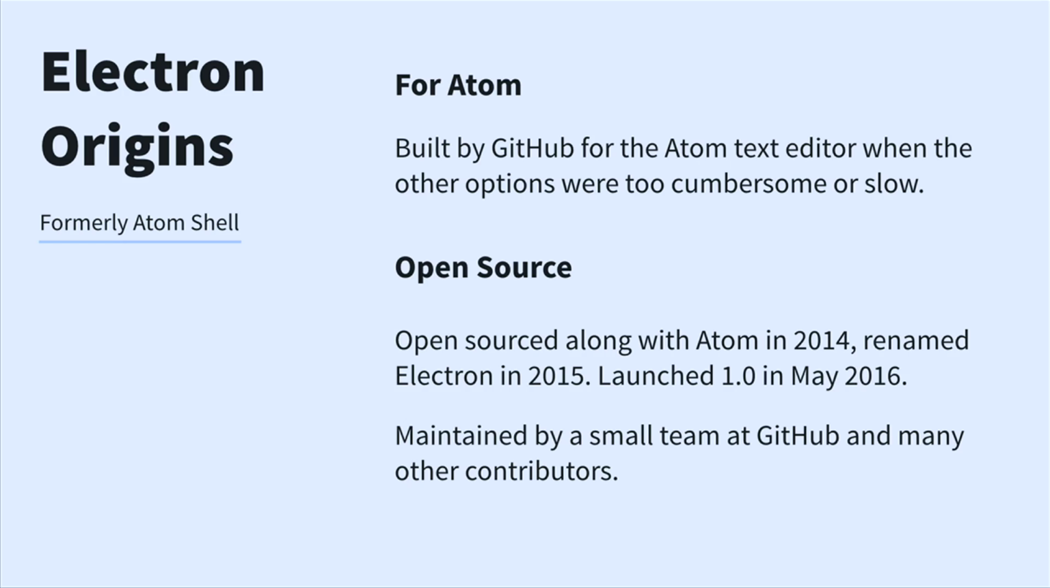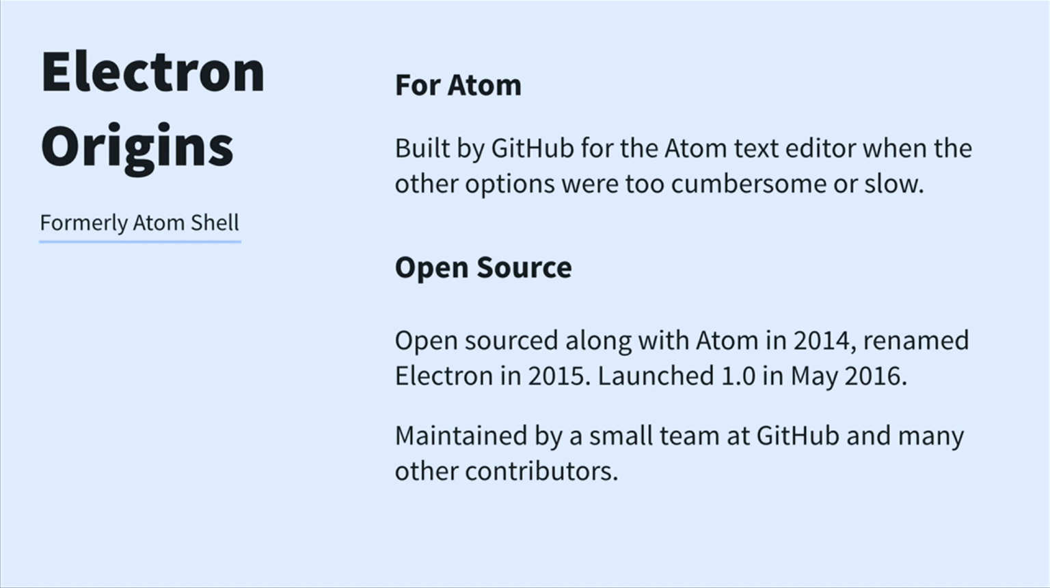For Electron, Electron started because it was built for Atom, GitHub's text editor. And the Atom team, way back when, had tried a bunch of the existing things, but none of them were really as fast as they needed or had Node integrated in the way that they needed. And so GitHub contracted Cheng Zhao, who's amazing. He was actually working on Node.js at the time, and GitHub contracted and then later hired him, and he built out Electron for Atom. And it really was, for a long time, just a dependency of Atom.